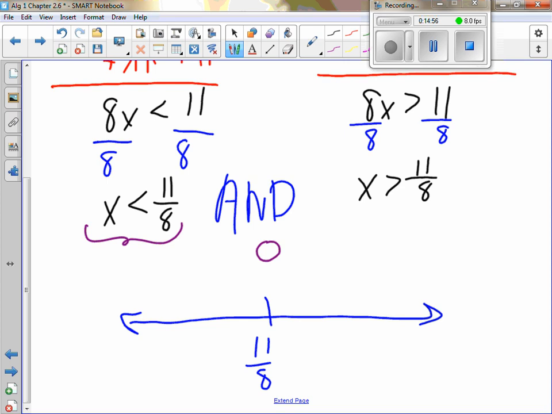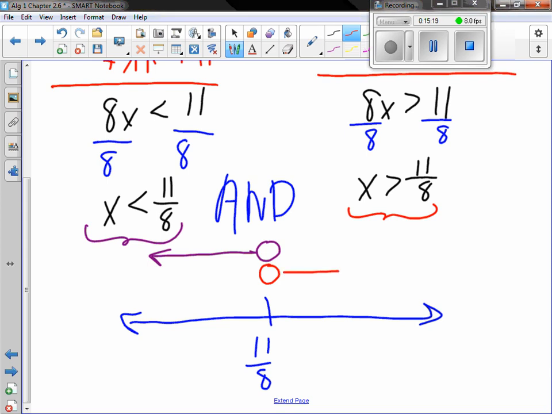So I'm going to draw this above the line first. Open, and it would shade to the left because it's less than, yes? So we have it going this way. Let's call this one red. So at 11/8, it's open and it goes to the right, yes?